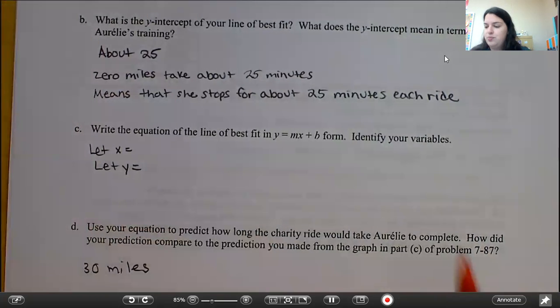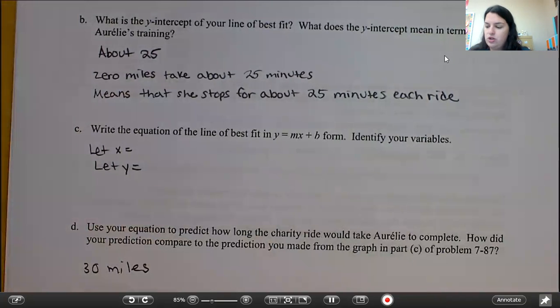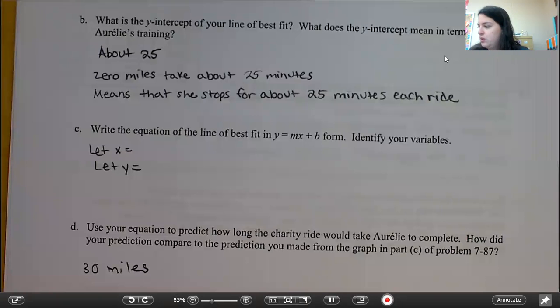Okay, so you're going to finish part C and D on your own. You're going to come up with your equation, and then you're going to use your equation to predict how long the charity ride will take Ariel. The charity ride is 30 miles.